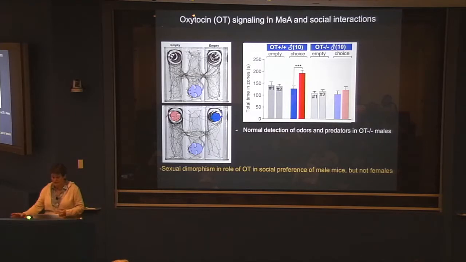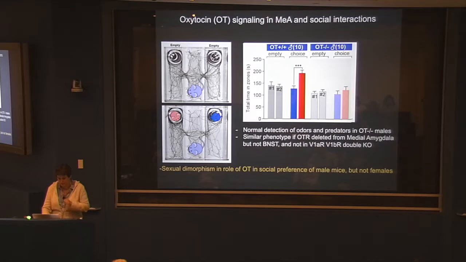Now, we tested these males more extensively, and we found that these oxytocin mutants have a normal detection of odors. They have a normal detection of predators. So it seems like the defect we observe is really a defect towards social cues very specifically. We also observe exactly the same phenotype if this time we use a different type of mutant in which we delete the oxytocin receptor from the medial amygdala, from these areas that we suspect are really the center of the sex-specific computation in the mouse brain.